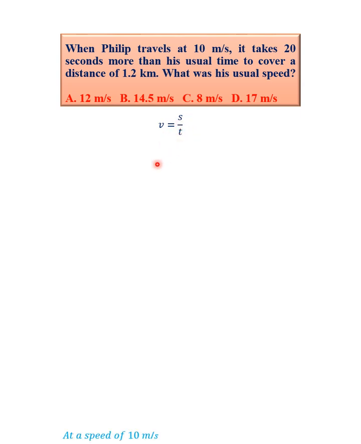So we are trying to find the time at a speed of 10 meters per second because Philip travels at 10 meters per second. So at the speed of 10 meters per second, the time will be equal to the distance all over speed if we swap t and v. Putting in the values, we know from the question that the distance is 1.2 kilometers. So s being distance is 1,200.